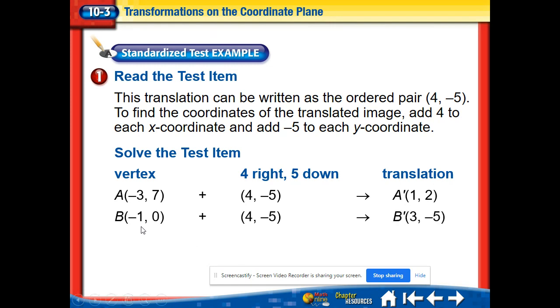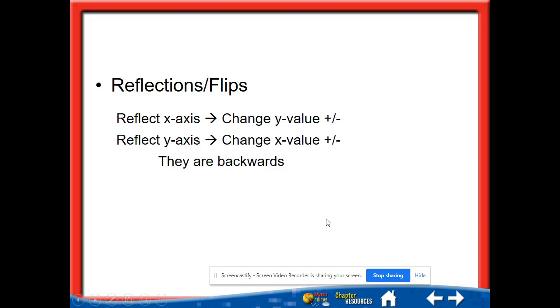And we're going to do that again for B, -1, 0. So -1 plus 4 is 3, and 0 and -5 is -5. And we're going to do this one last time. 5 plus 4 is 9, and 5 plus -5 is 0. So these are the locations of the corners of our new triangle. And we can graph this if we want. We're not going to this time, and we will not have to on our homework. We'll just need to go ahead and have the new points.